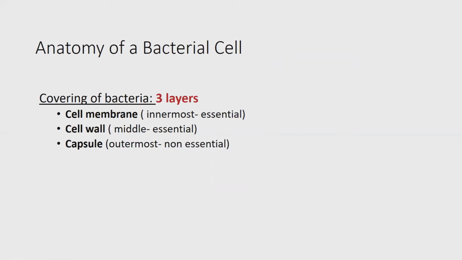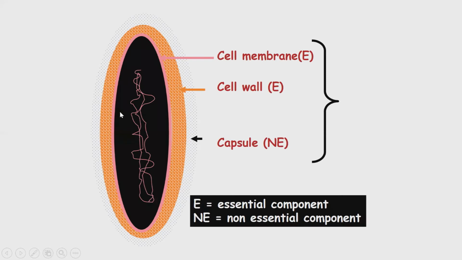And then we have the cell wall. This is from outside to inside. So the capsule is the outermost layer, which is non-essential. Then we have the cell wall, which is the middle layer, which is very much essential, and the cell membrane, which is very, very much essential, because the cell membrane is where cellular respiration or metabolism happens in the case of bacteria. So here's a picture.